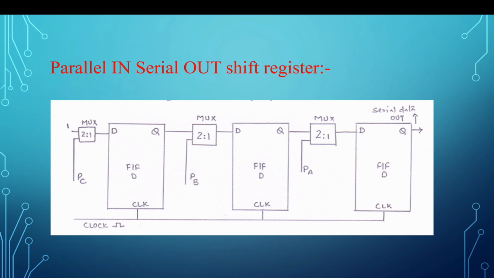Now the multiplexer will change its selection from channel 2 to channel 1. Now I give a second clock. What will happen? This one is latched, and previously there was PC. PC was the input to the second flip-flop because channel 1 is selected. So on the clock, it will be transferred to its output. So PB appears at the output of the second flip-flop and PC appears at the output of the third flip-flop.